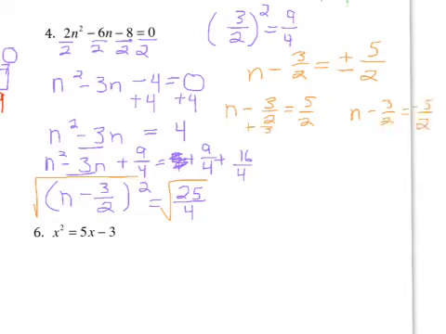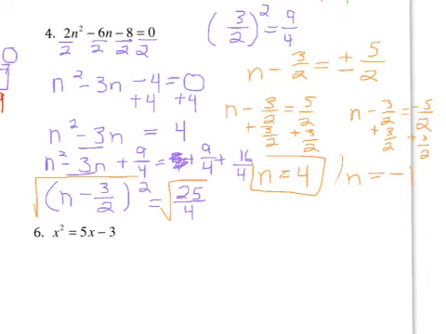So if I add 3 halves, I'm going to get 8 halves, which is 4. And if I add 3 halves to negative 5 halves, I get negative 2 over 2, which is negative 1. So 4 and negative 1 are the two answers.